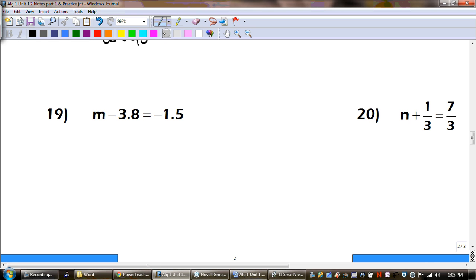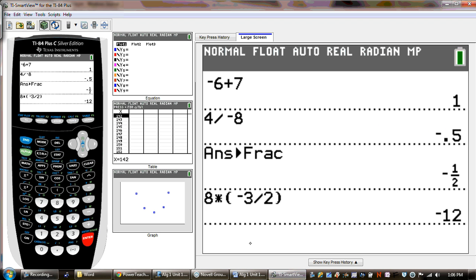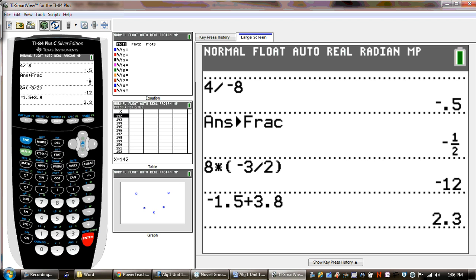Okay, even when we're working with decimals, guys, it's the same thing. Don't get scared. I'm going to find my variable, and I want to do the inverse operation. Well, that's subtraction. The inverse of subtraction is addition. So I'm going to add 3.8 to both sides. What you do to one side, you have to do to the other. You can't change it. Okay? So I have negative 1.5, and I'm adding 3.8. And we get 2.3.